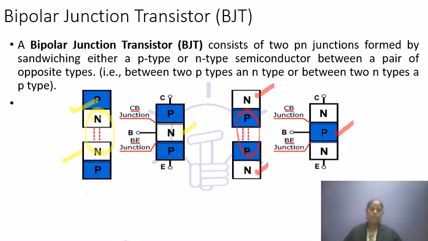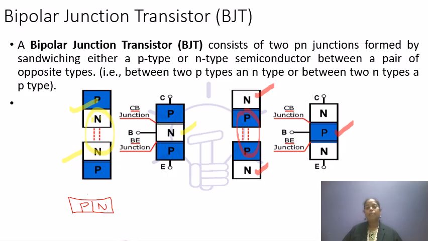In the case of a diode we have only two regions, P and N, but in the case of a transistor we have three regions. Here we are connecting back to back. In this way it is of two types: one is the PNP transistor and another is the NPN transistor. We can see both ways, correct?